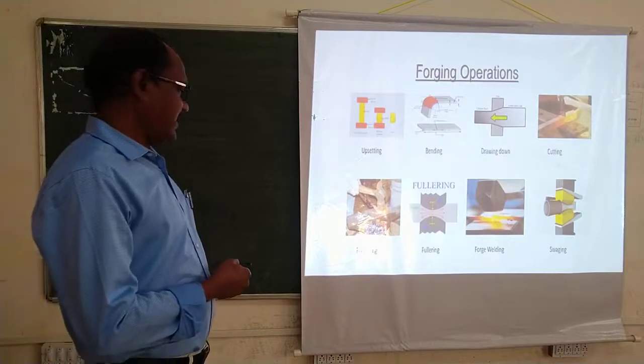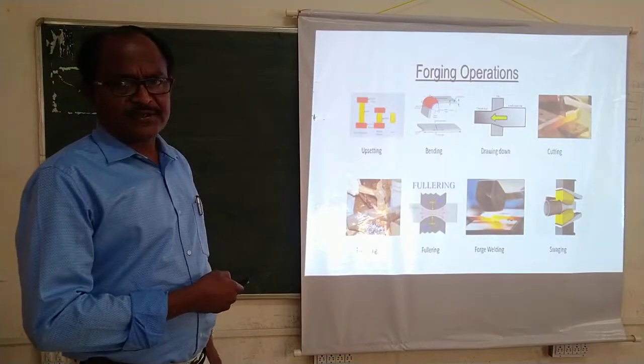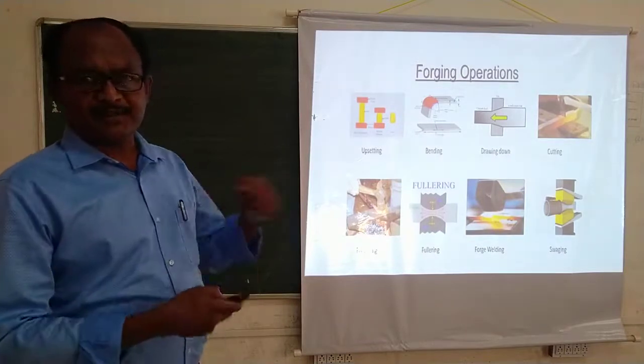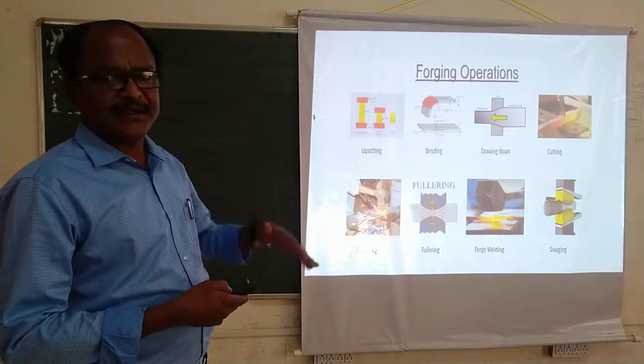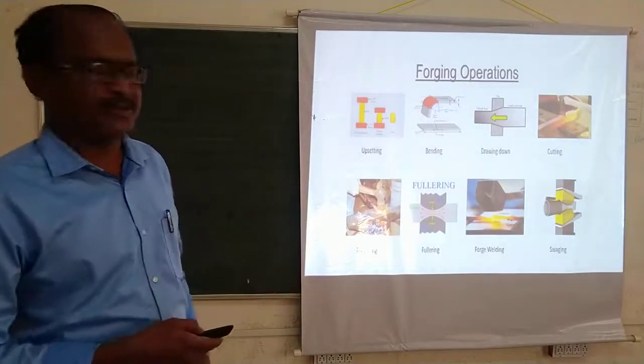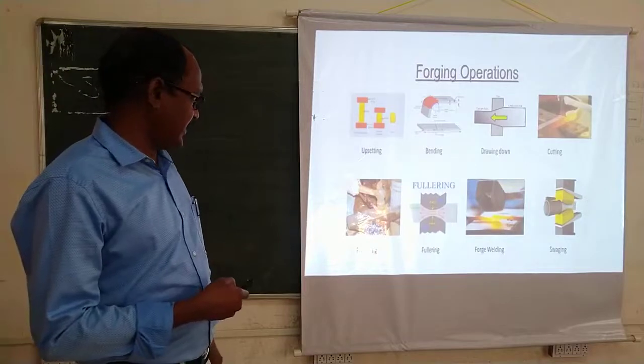Flattening is very simple. Flattening means what? If some corrugated surface is there on the workpiece surface, then you hammer it and you give a flat surface to the workpiece. That is called flattening.